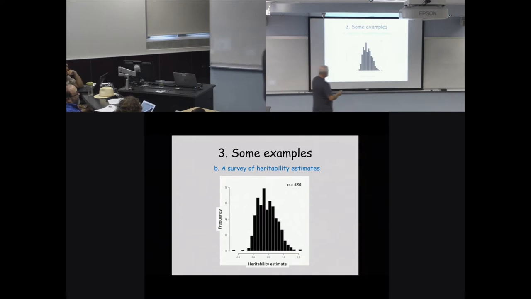And if you look at this, when we go forward and want to model the evolution of morphological traits, what would be a reasonable heritability estimate to take? I'm going to use 0.4, which is pretty close to the mode of this distribution. And you can see that the estimates go even out beyond 1, and they go below 0. How can that happen? How could you get an estimate greater than 1?